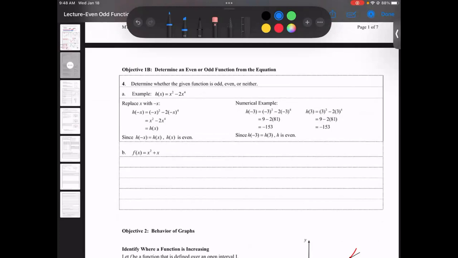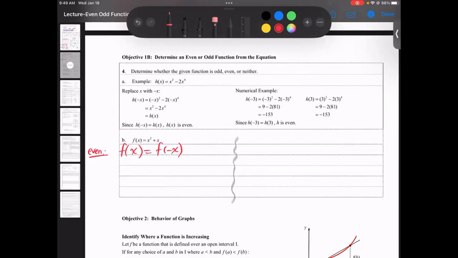Example, you can read it. 4B, f of x equals x squared plus x. I need to prove this. Is it odd or is it even? Let me remind you, if it's even, then f of x equals f of negative x. I do that many, many times, so you should know that for the exam. Let's plug it in.